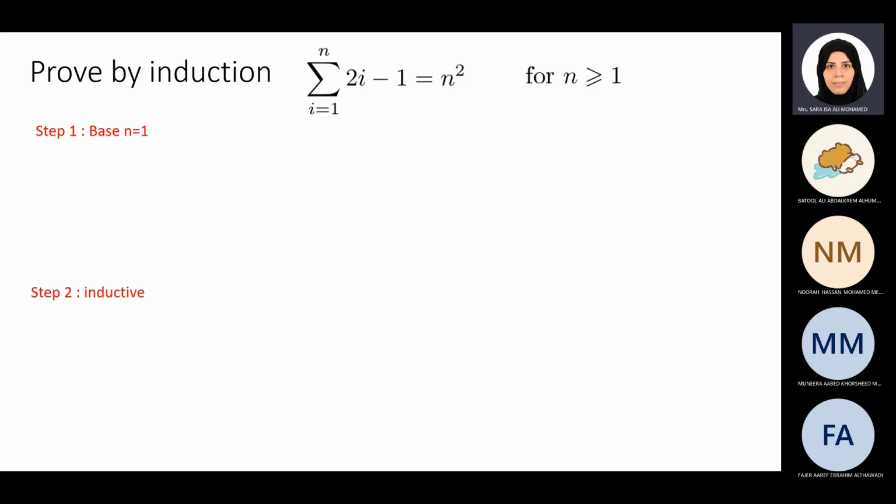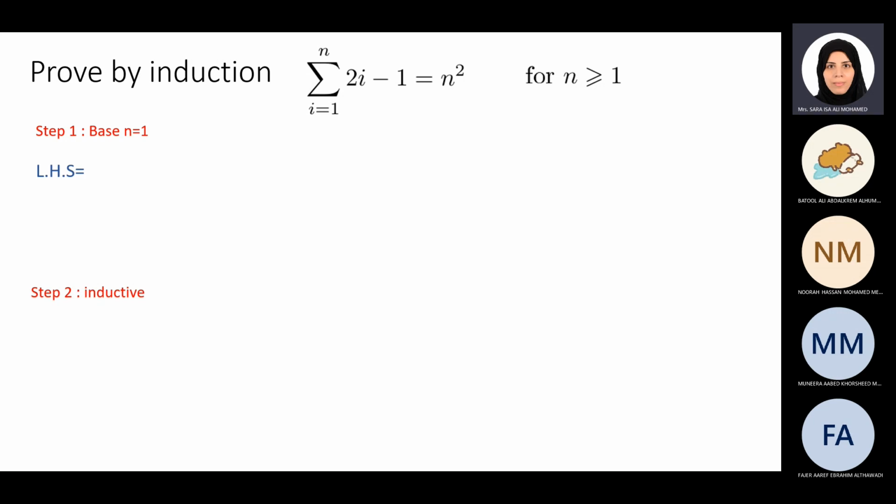So the first step, you have to check the base case, where I can determine the smallest element, which is my base element, from here, for n greater than or equal to 1. So the smallest element in my domain is 1. I will check if this is true when n is equal to 1. How to check that? For such kind of problems, I calculate the left-hand side and the right-hand side, and then we compare if we get the same value or not.